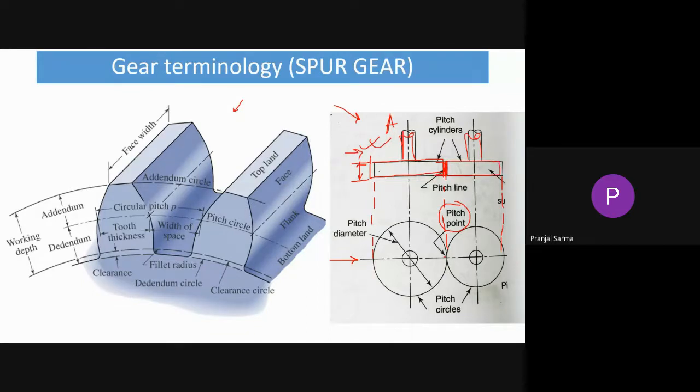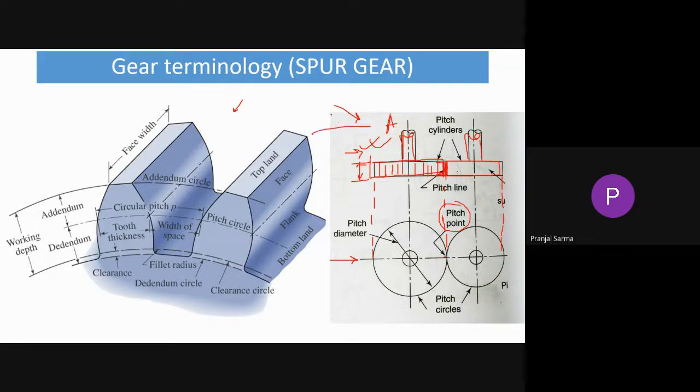Depending on whether it's a spur gear or helical gear, you will have the teeth cut here. If I draw like this, this indicates a spur gear or helical gear. If I show the teeth like this, what does it indicate? By looking at this figure, can you tell whether I am drawing a spur gear or a helical gear? Yes, because these are straight teeth profiles, parallel to the axis of the gear.